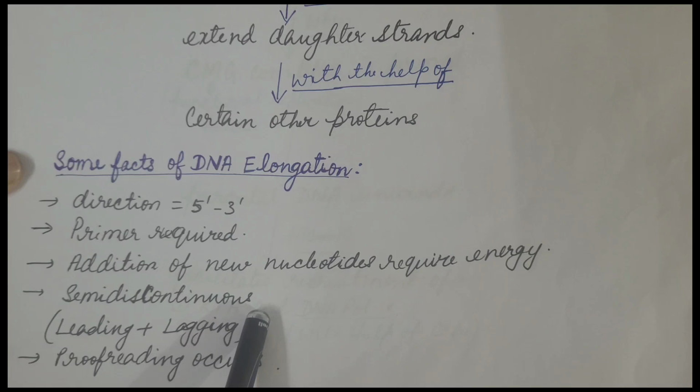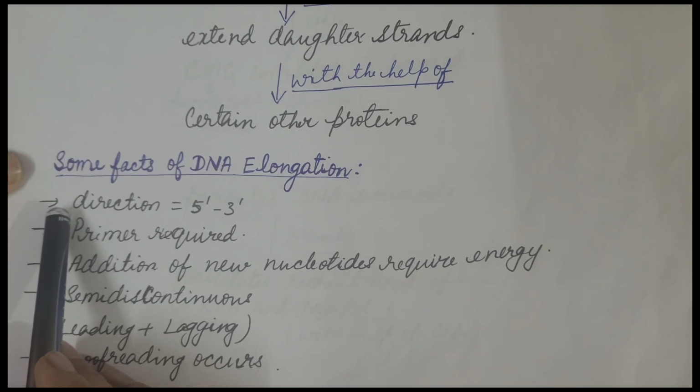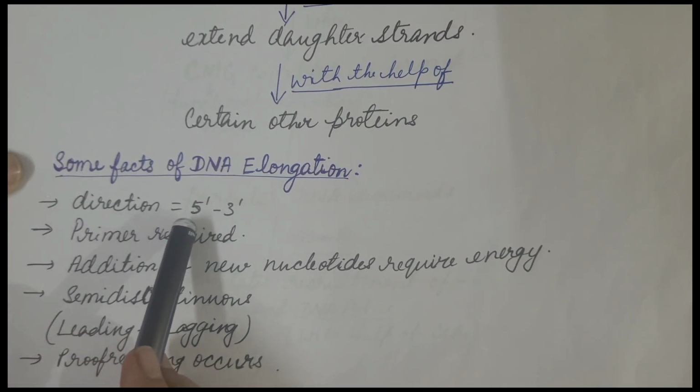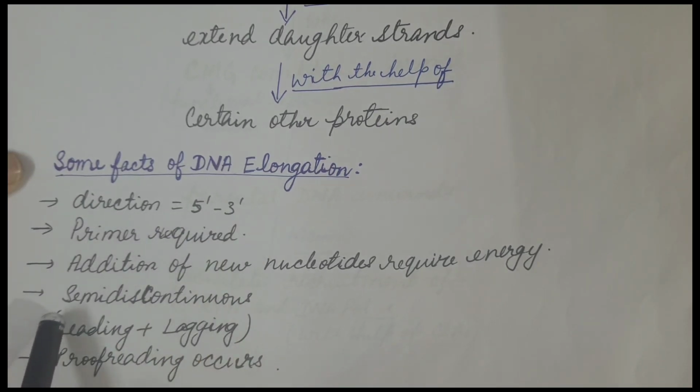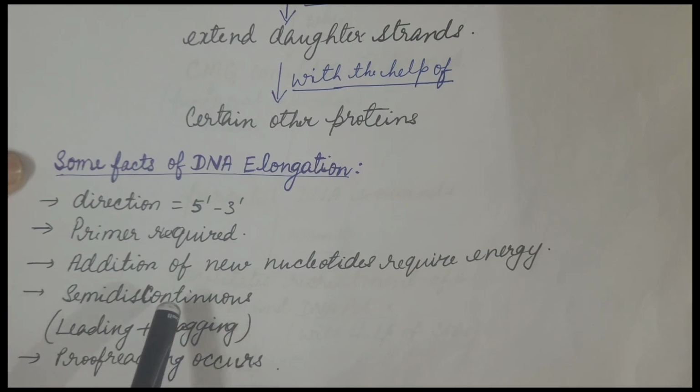Elongation is semi-discontinuous. As DNA is antiparallel and the synthesis of a new strand always takes place in the 5' to 3' direction, one of the daughter strands is synthesized continuously, which is known as the leading strand, and the other strand is synthesized discontinuously, known as the lagging strand. Hence, DNA replication is semi-discontinuous in nature.